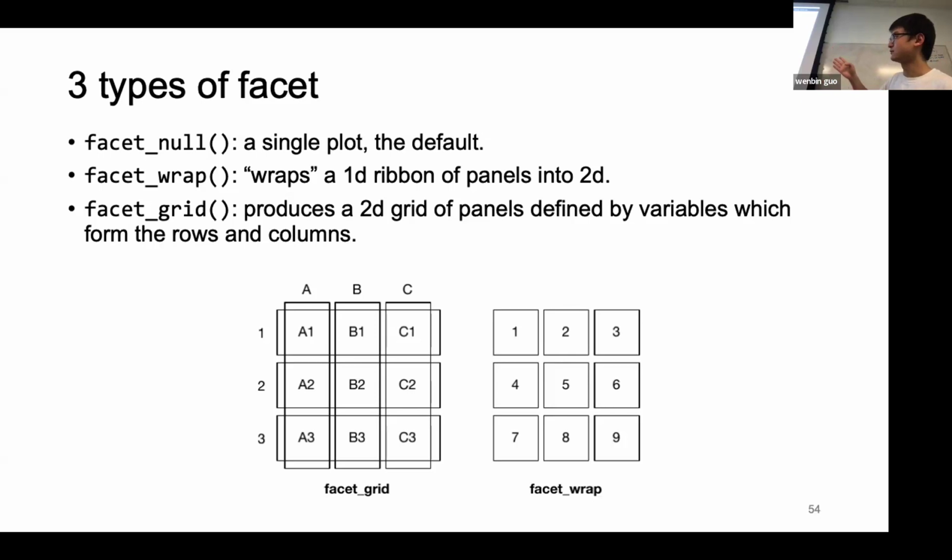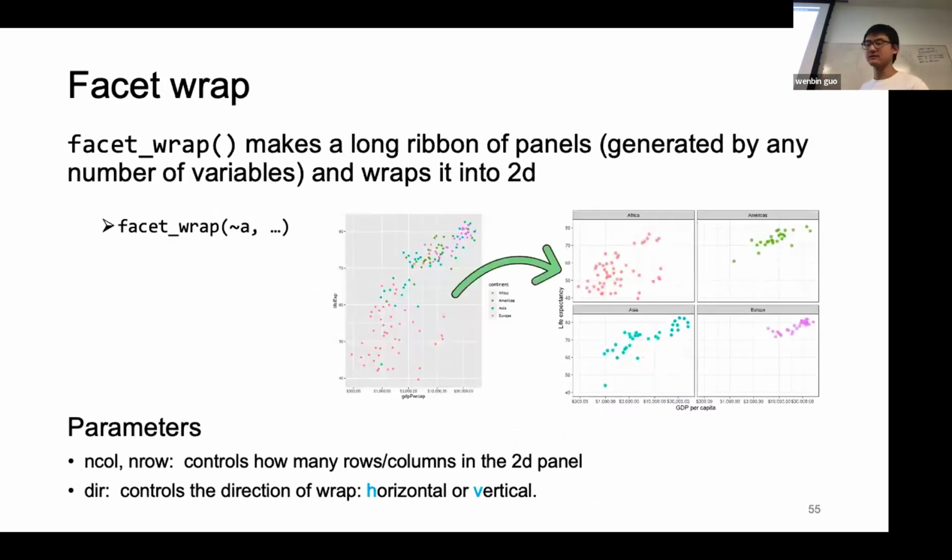So the facet grid is that we want to produce a 2D grid of panels, defining the variables to form the rows and the columns. So later we will see an example about this. But let's talk about facet wrap first.